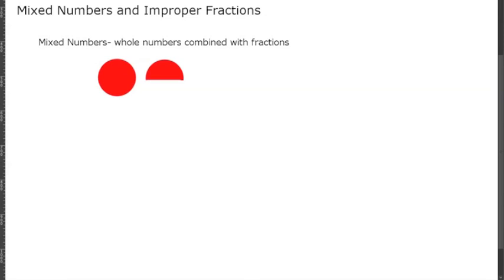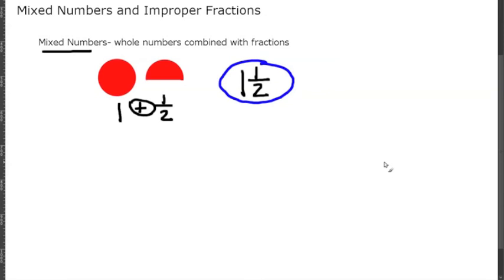Looking at this picture, we see one circle and half of another circle of the same size. So this is 1 and 1/2. To write it as a mixed number, you just write 1 and 1/2. The "and" is like an addition sign, but you can drop that when you write them together, 1 and 1/2. So this will be a mixed number.